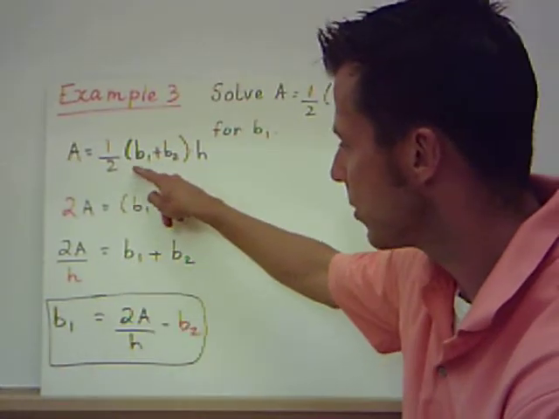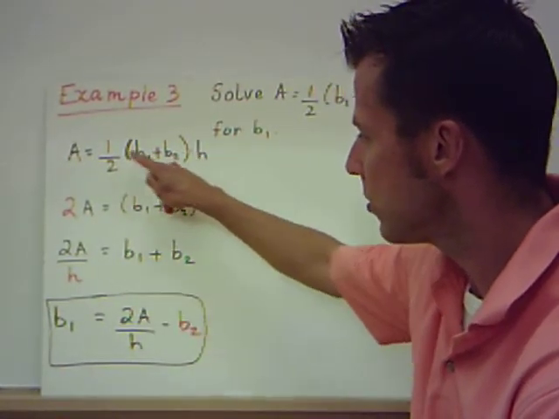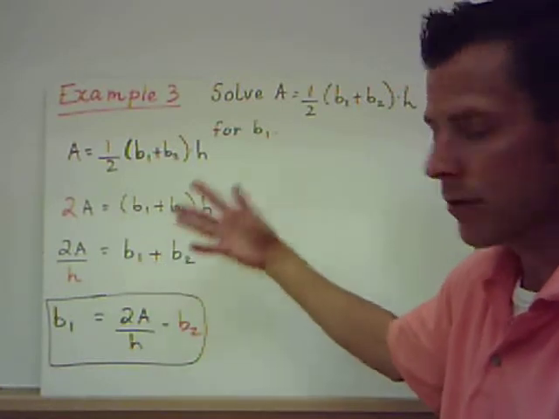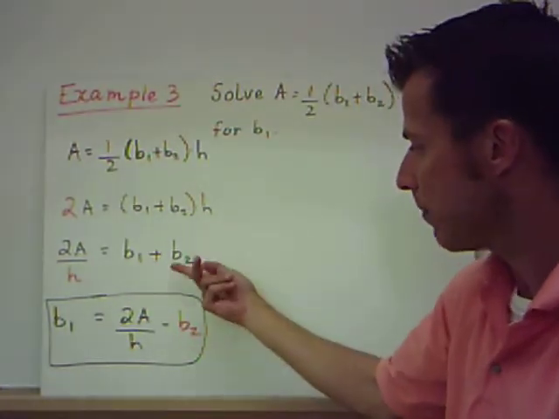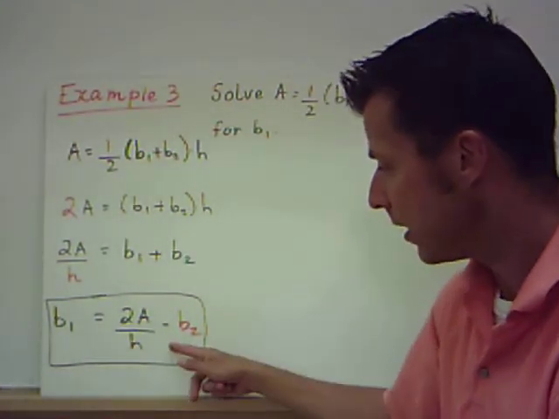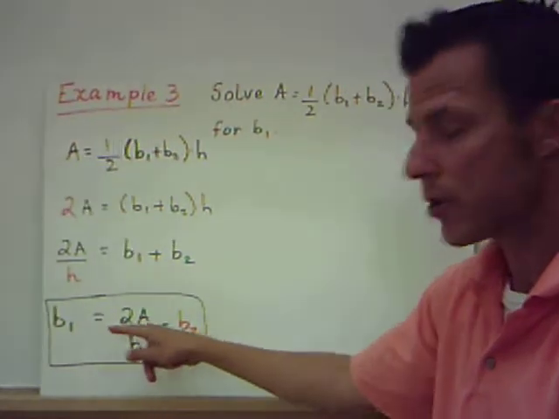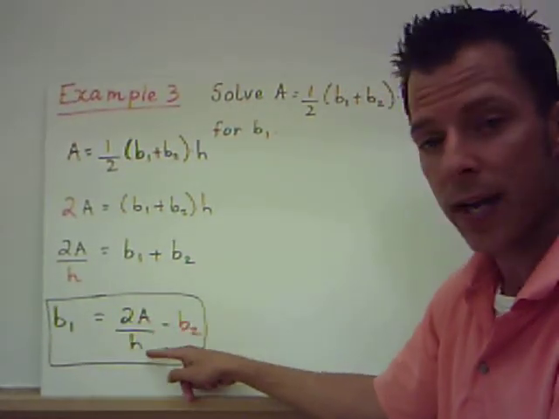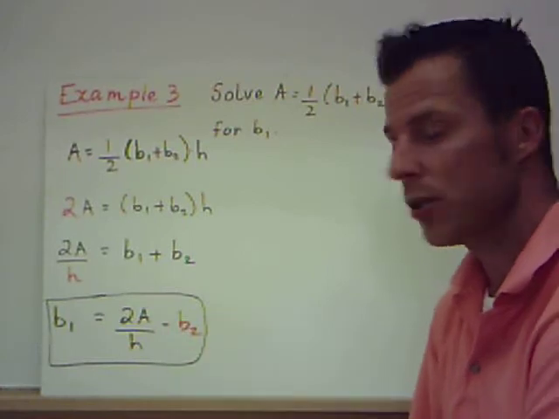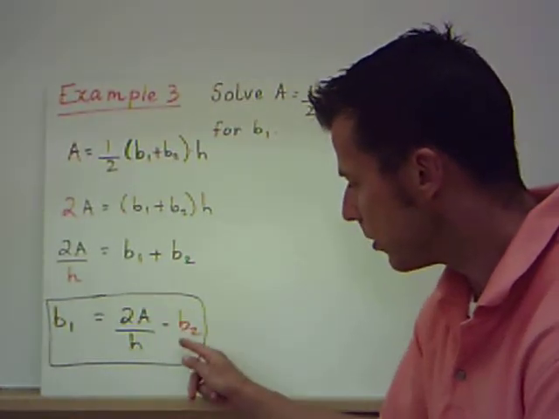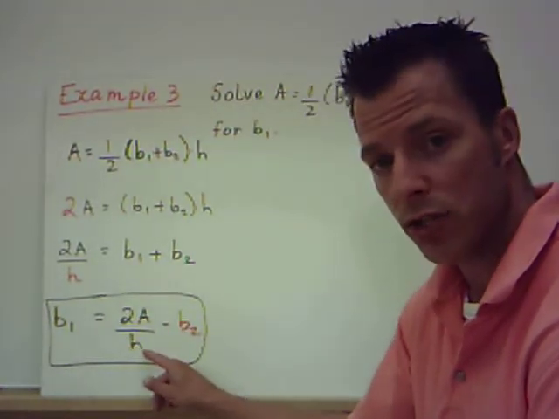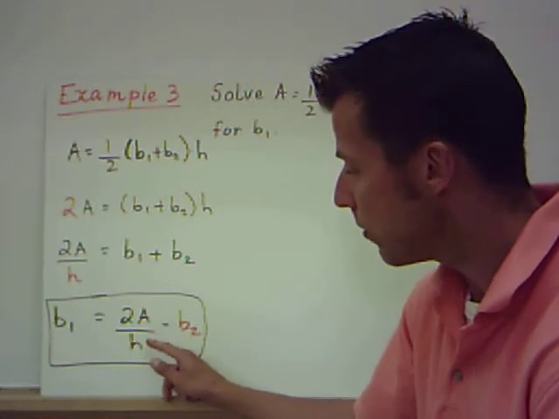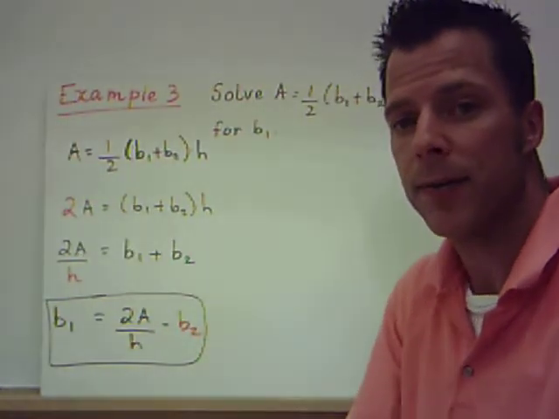I couldn't just subtract here because of these two multiplications. So now to solve for B1, I just simply subtract B2 from both sides, which is what I've done here, and I'm left with B1 equals 2A divided by H minus B2. Please be careful, the B2 is not over H, okay? Only 2A is because we divided that by H.